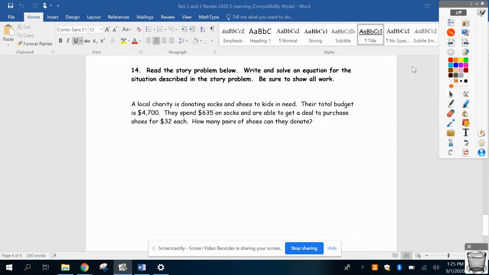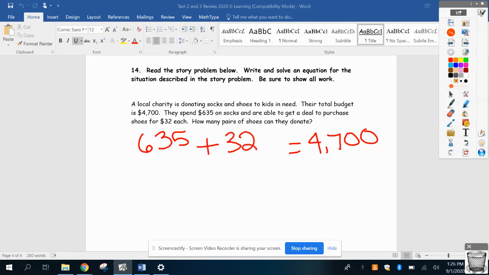Okay, so then we have a story problem that we need to solve. A local charity is donating socks and shoes to kids in need. Their total budget. So as soon as we're reading that total, right, that's telling us that we want to set something equal to the total. They're going to spend $635 on socks. Okay, and they're going to purchase shoes for $32 each. How many pairs of shoes can they donate?